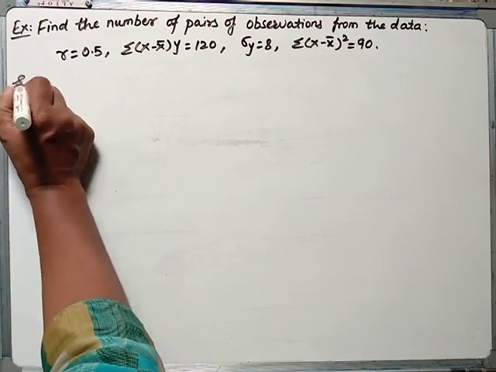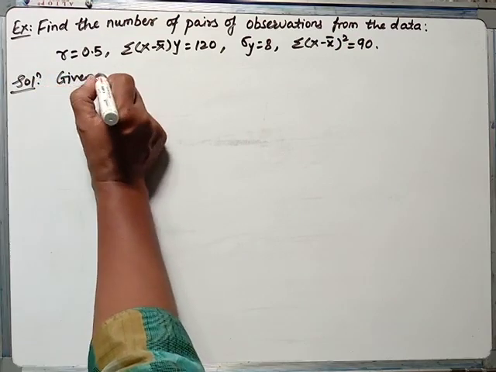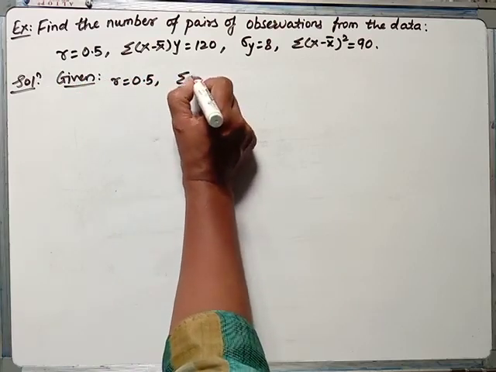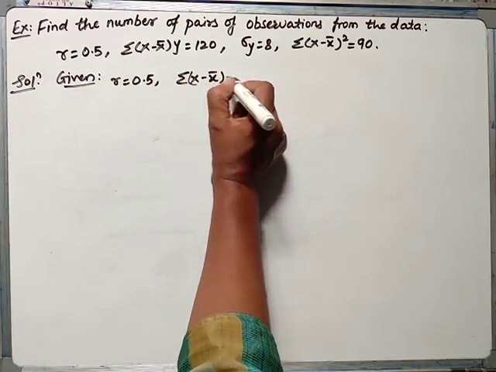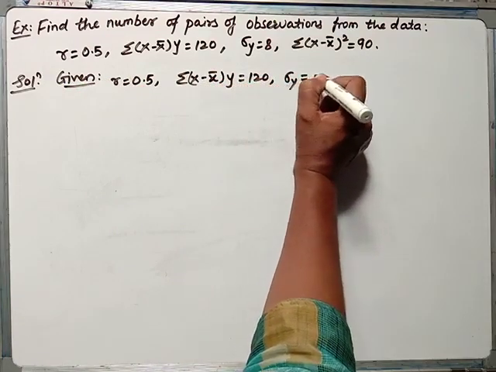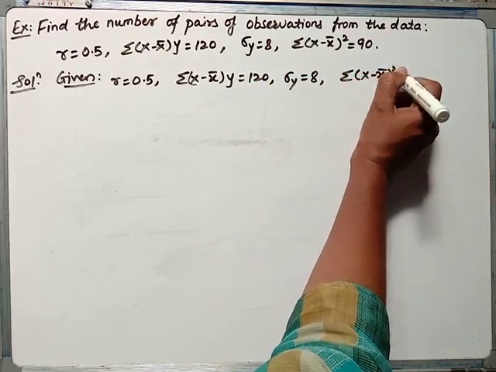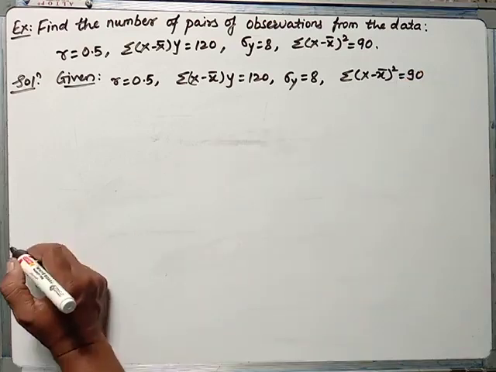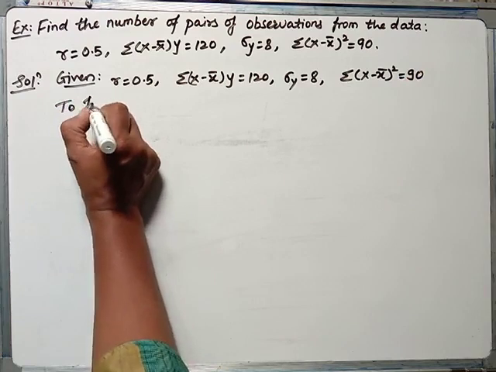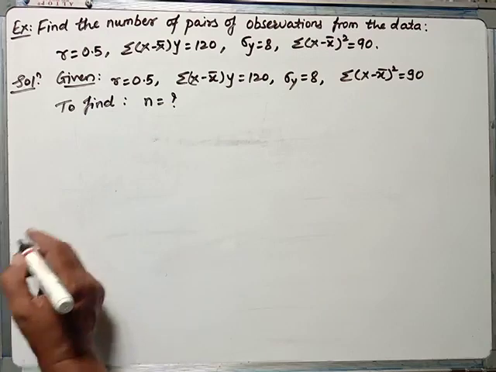So, solution. Given: R is equal to 0.5, summation of (x minus x bar) into y is 120, sigma y is 8, and summation of (x minus x bar) square is equal to 90. What is asked to find? We have to find n, right?